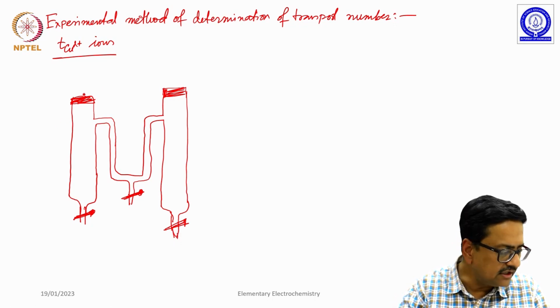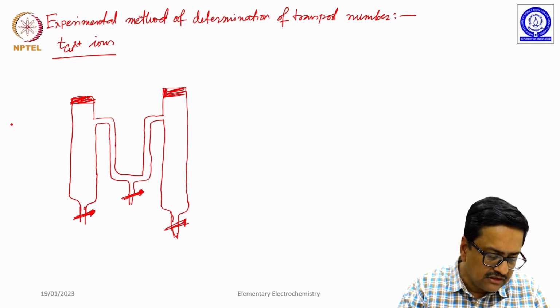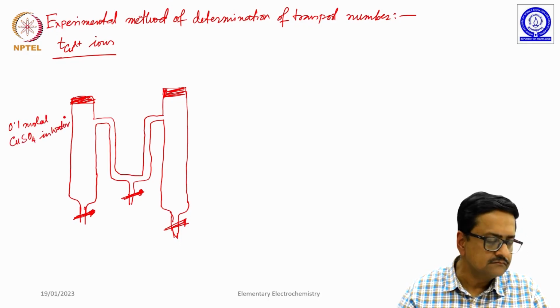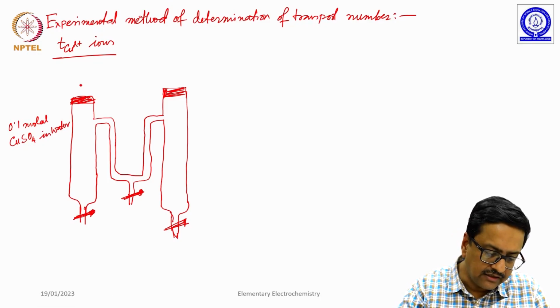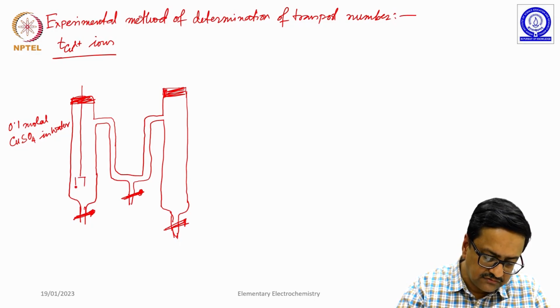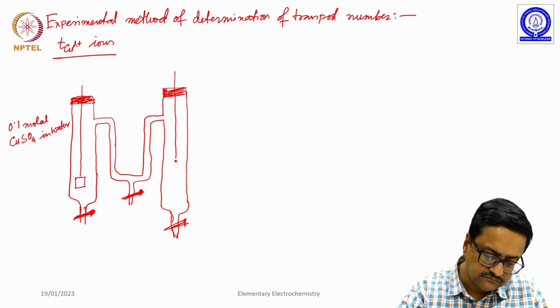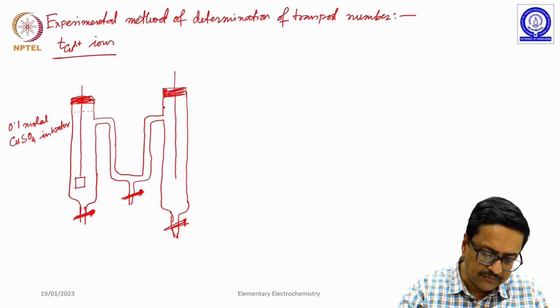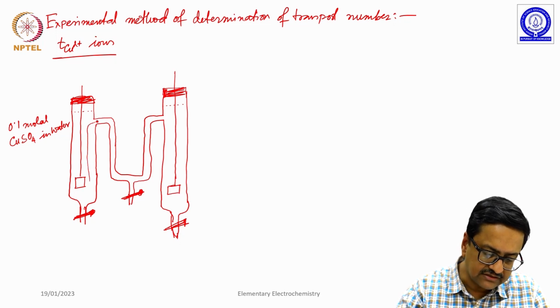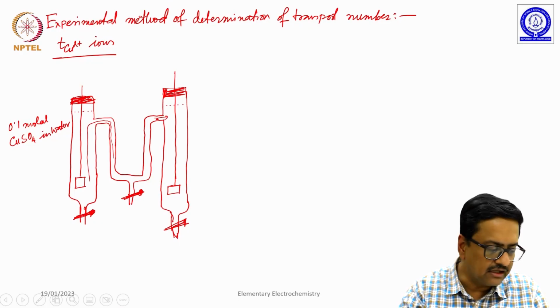What we have taken here is 0.1 molal CuSO4 in water, and then we have inserted 2 electrodes on 2 sides, and we have copper sulphate filled up to this, so that the ions can move in this direction like this and come there and so on.